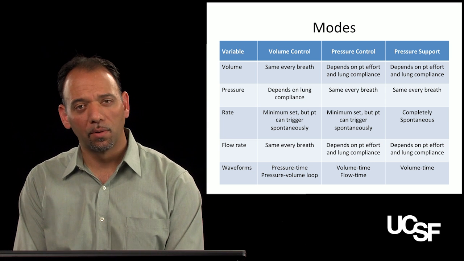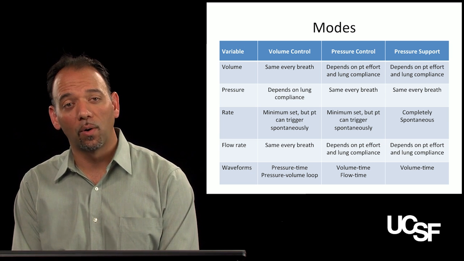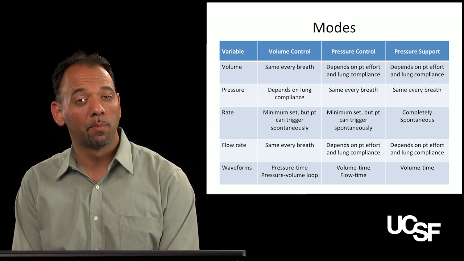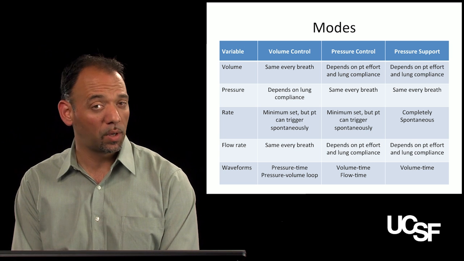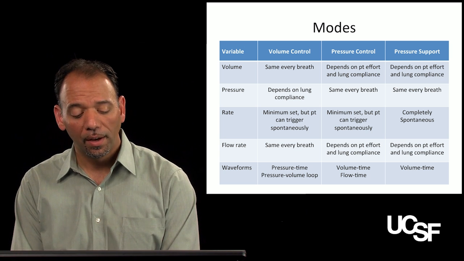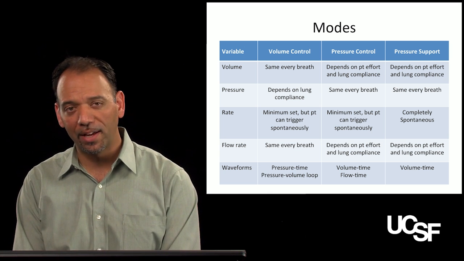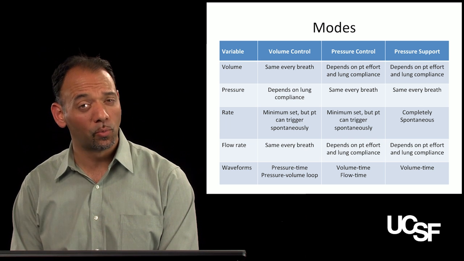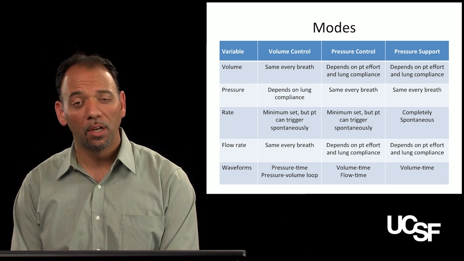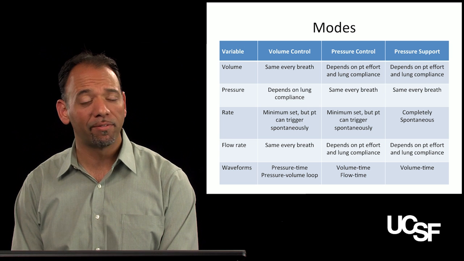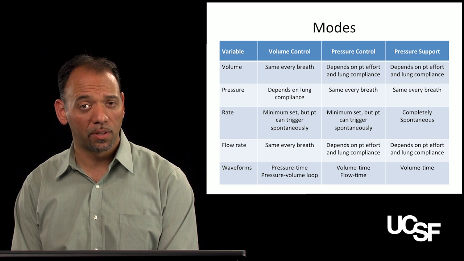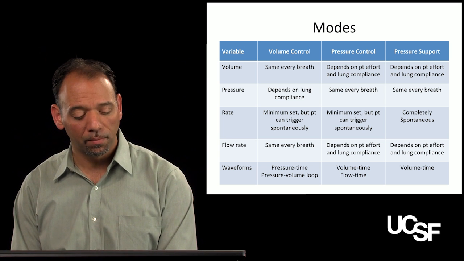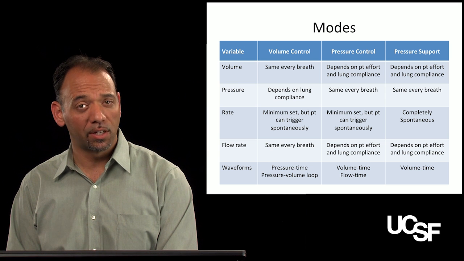So this table summarizes for you the 3 most important modes of ventilation that we use in the intensive care unit. Every other fancy mode that you hear about in the ICU will be a spin-off of one of these modes. So if you really understand one of these 3 modes, you'll be able to think about, derive, and figure out all the other modes that are out there with just a little bit more information. So the first one we want to highlight here is volume control.